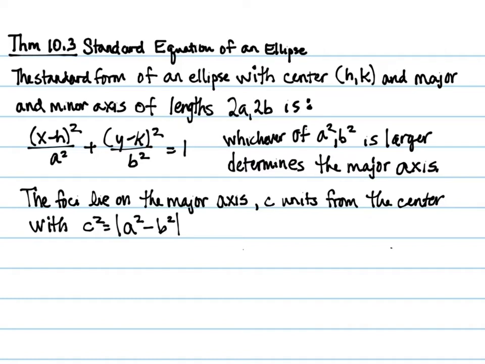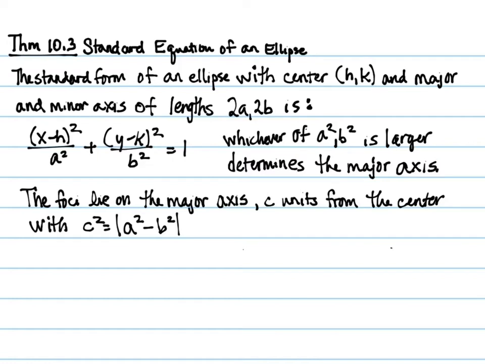This is going to look a little different than your book. In particular, C is not defined this way in your book. It does not have the absolute values on it. What your book does is it makes two equations that look almost identical. It just switches whether A or B is underneath the X or the Y.